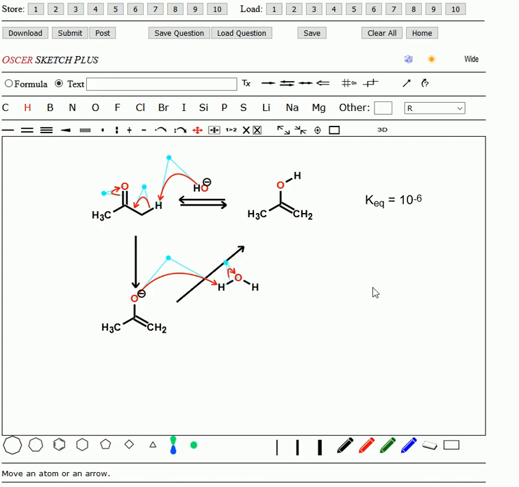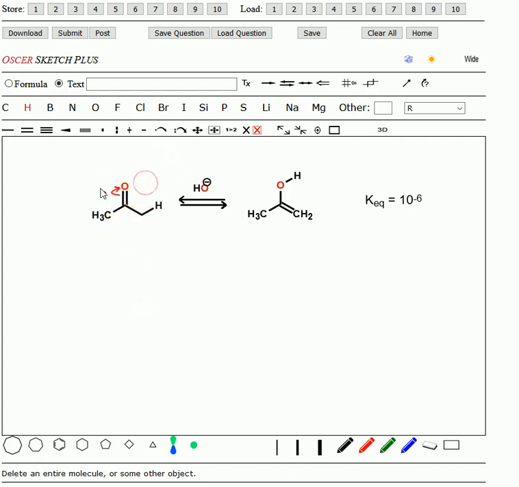So let's go through and do the exact same thing for an acid catalyzed equilibrium. Let me erase all this. It's history. It's gone. And I'm going to erase the hydroxide. And let's say instead of the pH slightly above 7, it's slightly below 7. So we have an excess of protons.